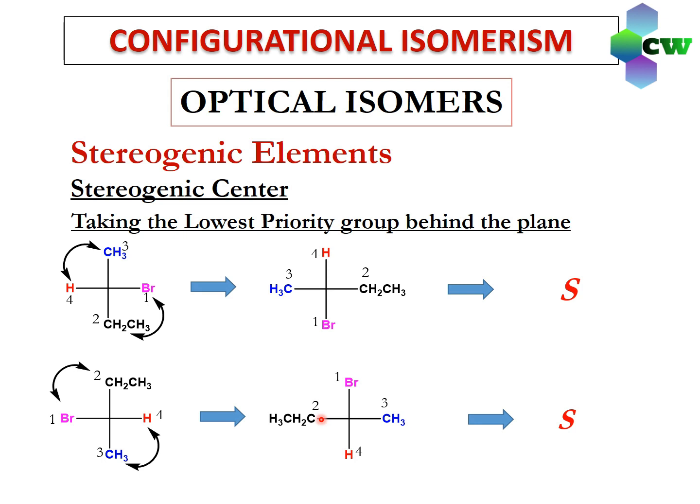You can determine the absolute configuration in both cases, but if you still want to take your lowest priority group behind the plane or bring it onto the vertical axis in Fisher projection, you can follow these two steps and you can bring it onto the vertical axis.